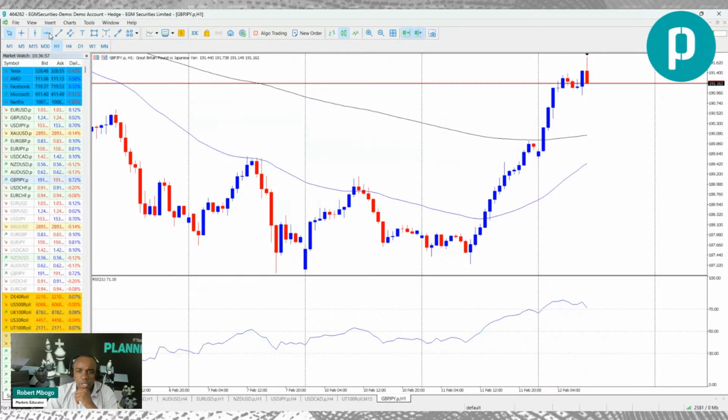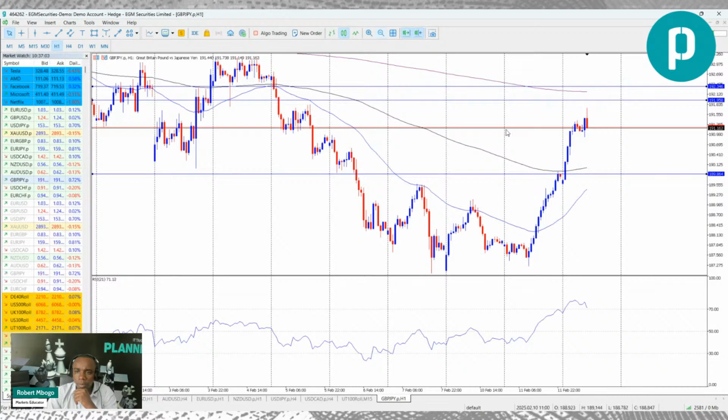So we could see GJ drop. So probably we could see a bearish move on GJ there, and then maybe from there we could see a bullish move to 191.95 and maybe 192.34. That's GJ. I'd also seen EJ.